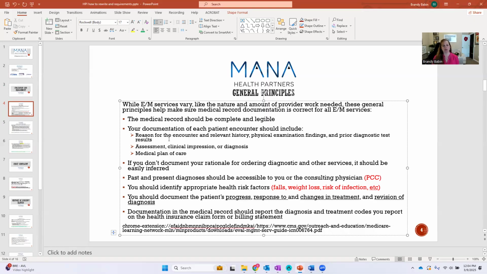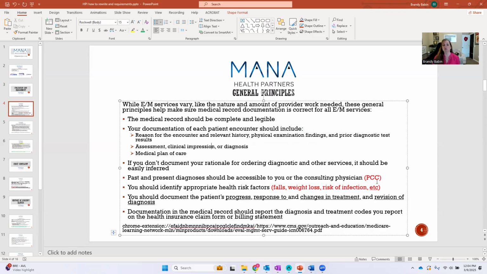Make sure that your documentation includes the reason for the encounter. That would be your chief complaint. What is that? The title of your story. And then any relevant history, physical exams, and or prior diagnostic test results. You're going to want your assessment, the clinical impression or your diagnosis, and then your medical plan of care.